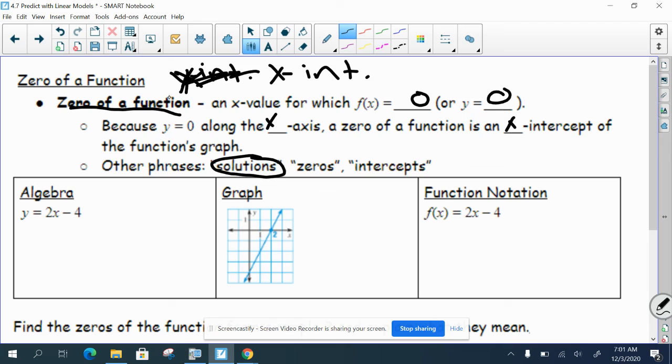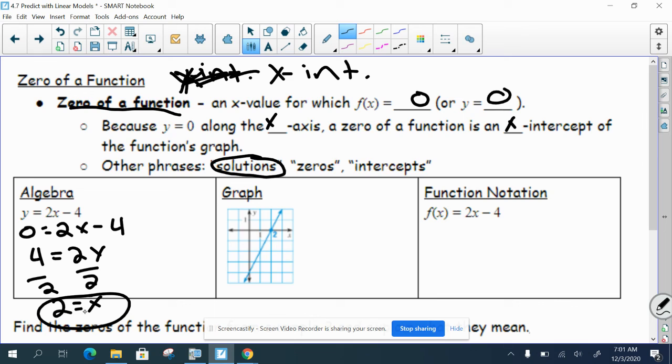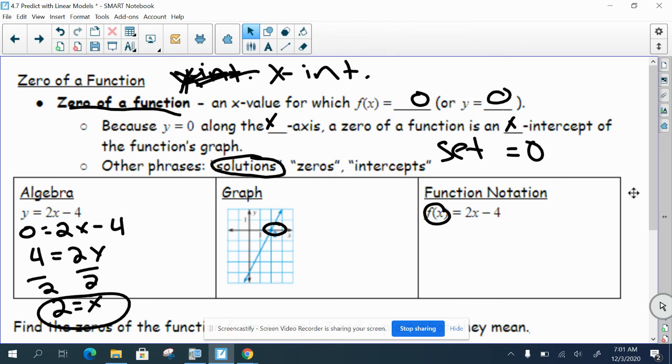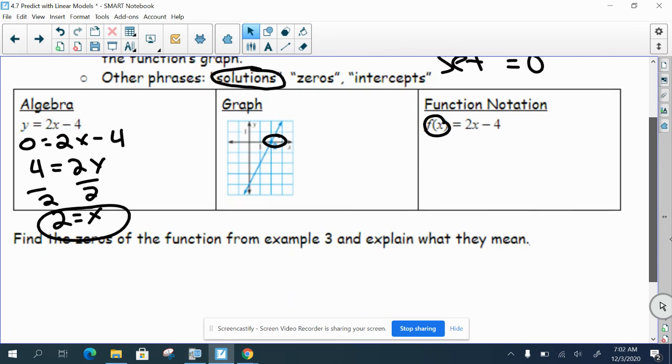So to find a zero of a function, you set the function equal to 0. So we're going to do 0 equals 2x minus 4, add 4 to both sides, and then divide by 2. So we get 2 equals x. So x equals 2 is the solution to the equation, and that's where it crosses the x-axis. And function notation is the same way. You set the function equal to 0 and solve for x. So whenever you're finding the zeros of a function, you just set it equal to 0.